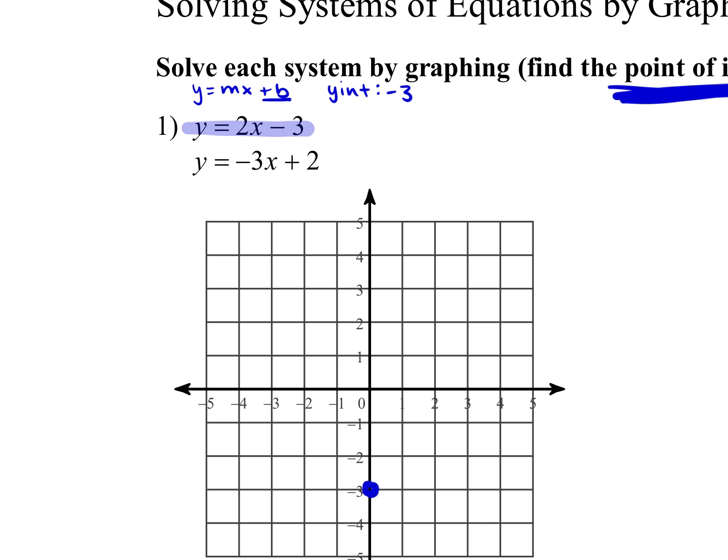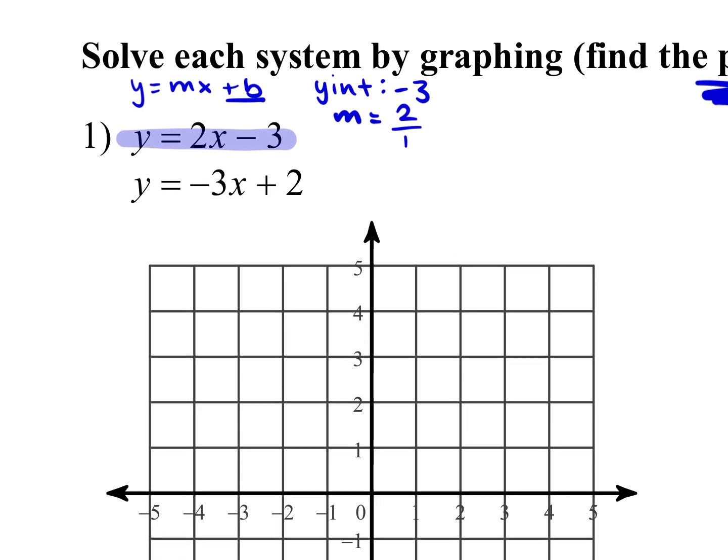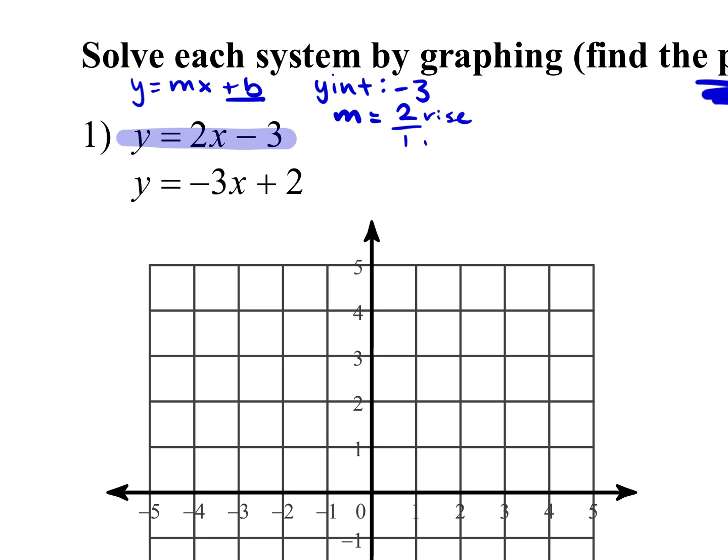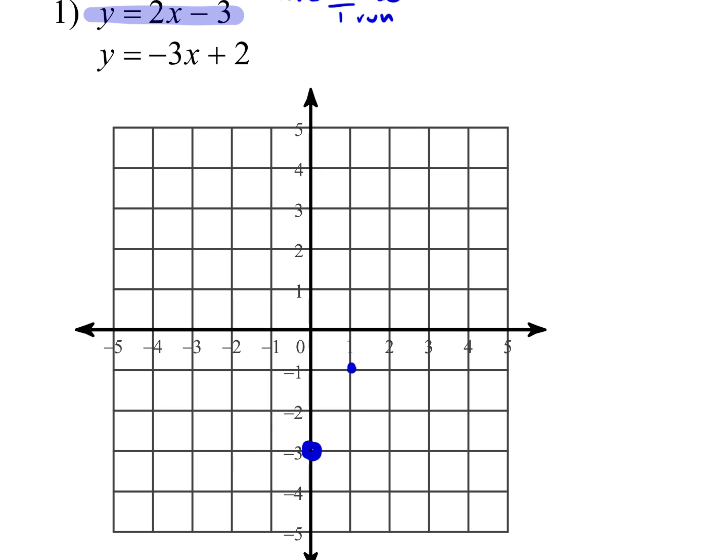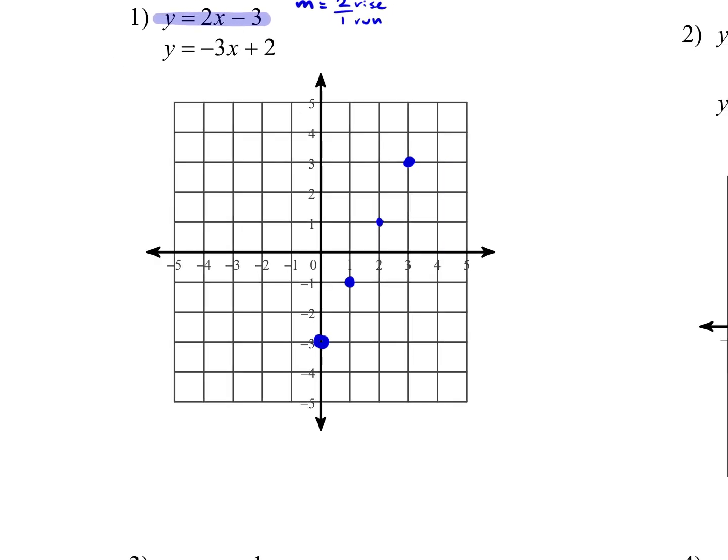So I'm going to put a point there. And then our slope would be what? 2. Or 2 over 1. Because we like to think of the slope as rise over run. So we're going to go up 2 and to the right 1. Up 2 to the right 1. You can make as many points as you need. On Notability, it's nice because you can just hold the line and it'll connect the dots in a straight line for you. So that would be our first line. Yeah, I don't have Notability.